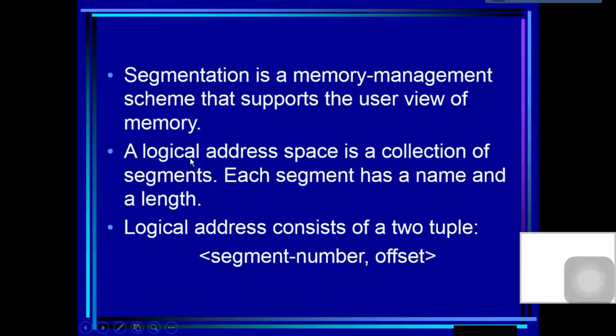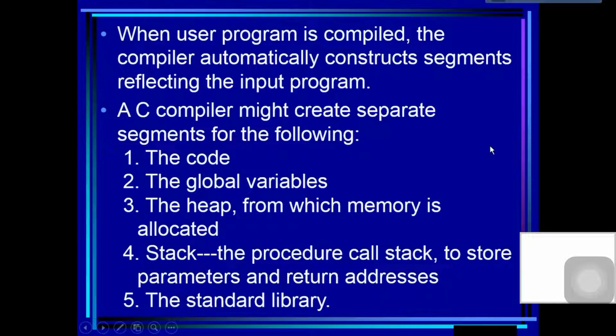Okay, so if the system uses the segmentation memory management scheme, then the logical space is a collection of segments, and the logical address consists of two tuples. The first part is the segment number, and the second part is the offset. I emphasize that in segmentation, the logical address consists of two parts: segment number and the offset. For simplicity of implementation, segments are numbered and are referred to by a segment number rather than by a segment name.